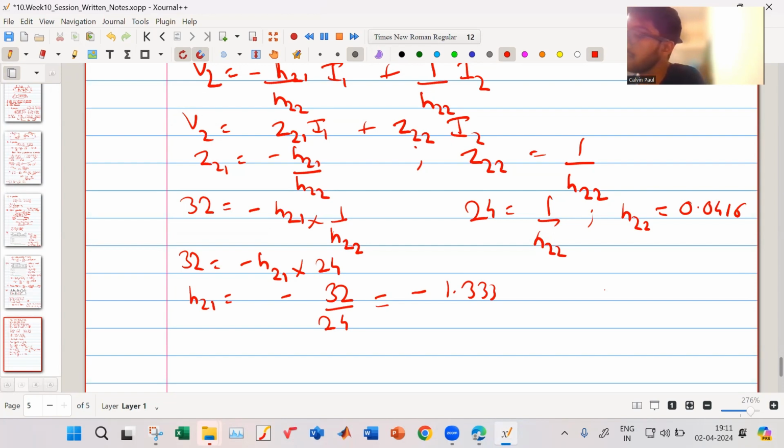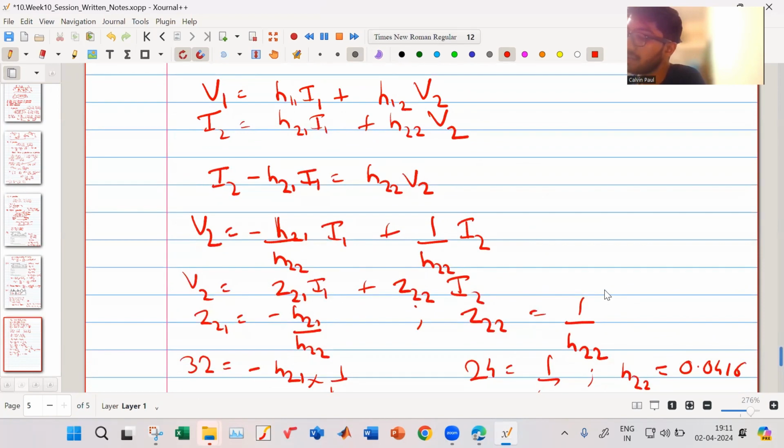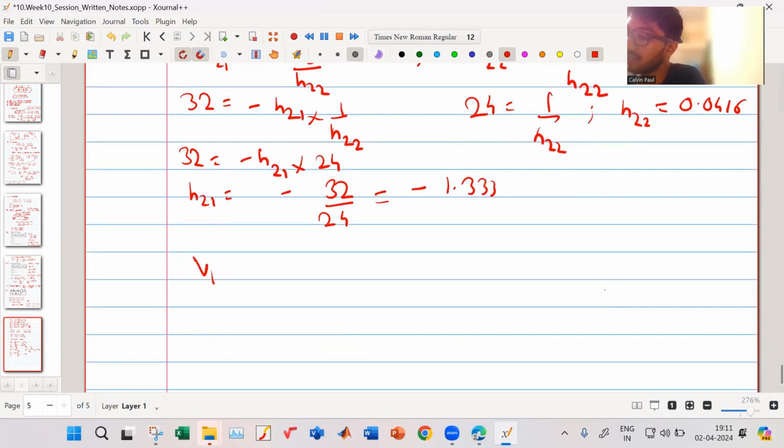Now we need to find H11 and H12. So we already have V1 equal to H11 I1 plus H12 V2, right? Now V1 is equal to H11 I1.